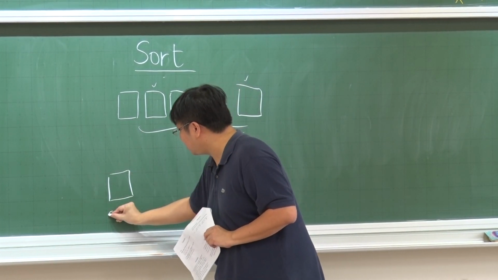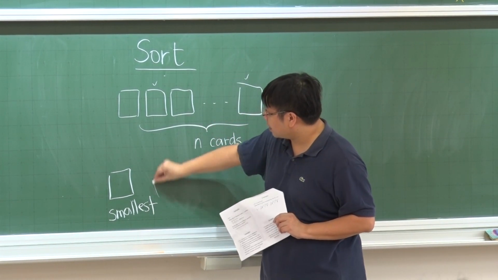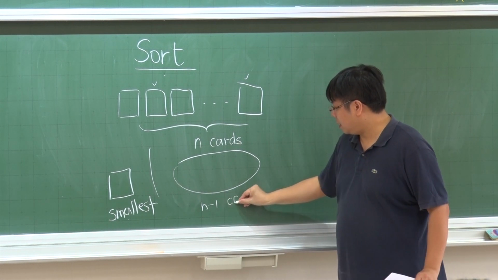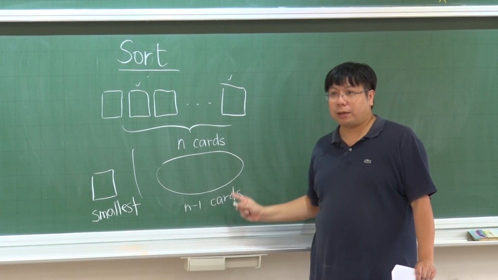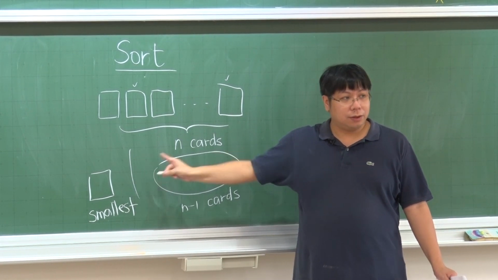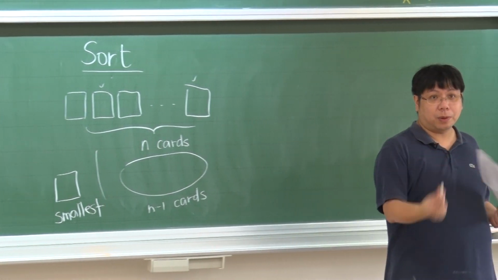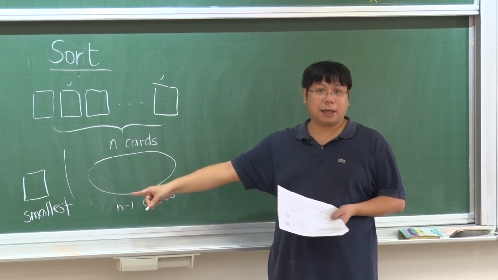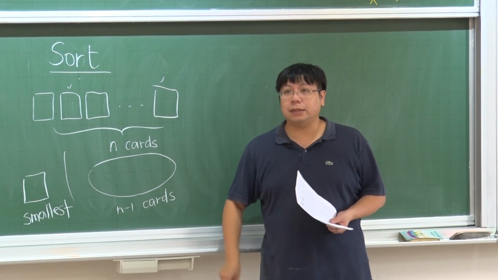So this is the smallest. Now, once you have identified the smallest card, there are only n-1 cards left. You can repeat the procedure on these n-1 cards and get the smallest of them, which will be the second smallest, and so on and so forth. So you find the smallest card, then the second smallest card, then the third smallest card. In that sense, you can sort the cards. So this problem is solvable.